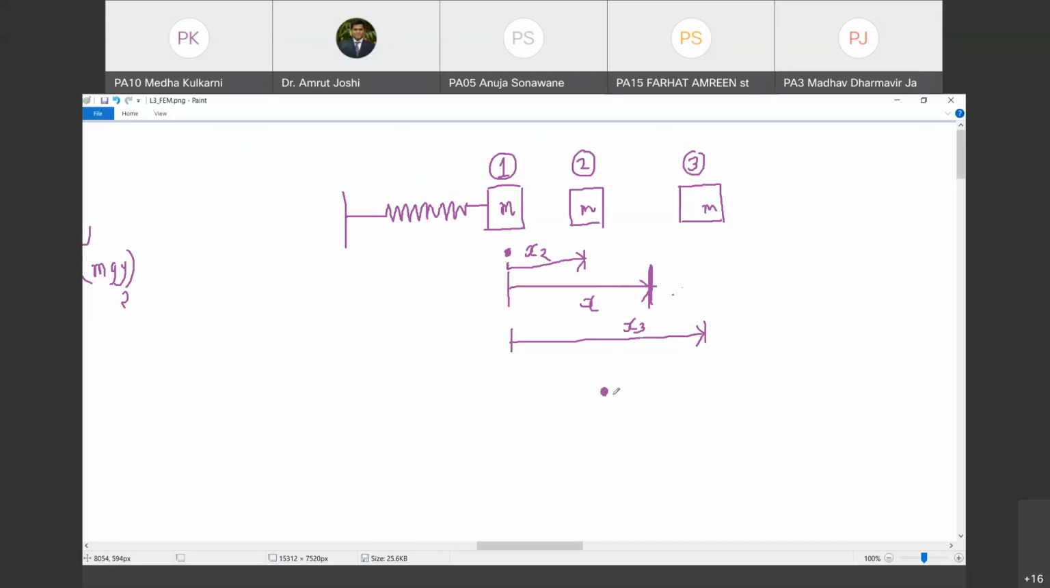So it would be x minus x2. It will be just simply x2, because in position number 1 the spring is unstretched. Do you agree with me? Yes, sir. So it is going to be k times x2. Do you agree with me?